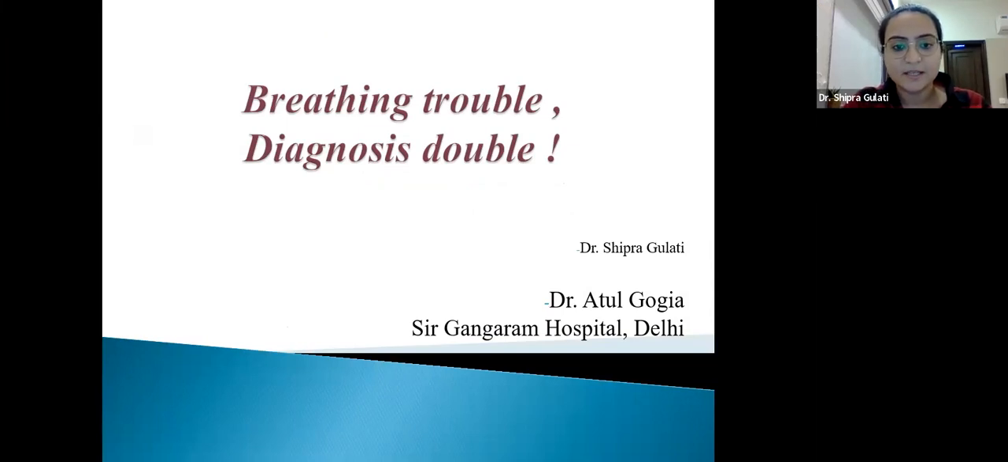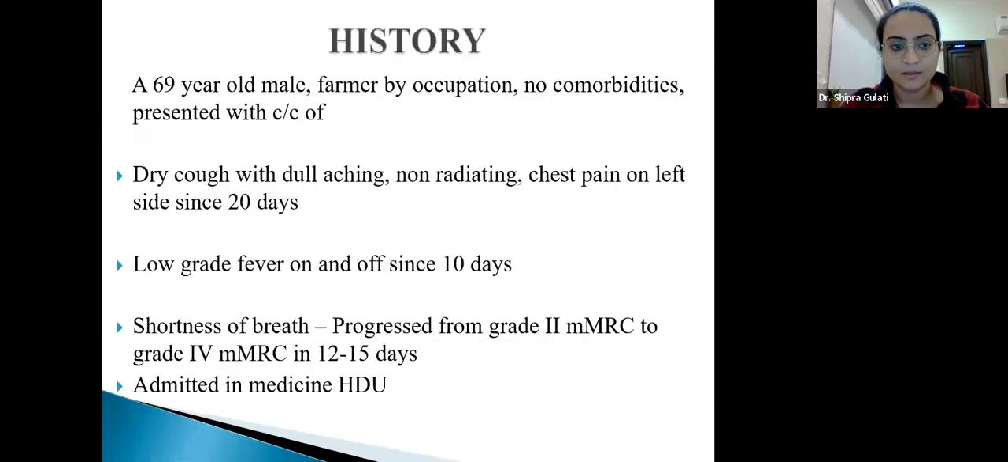So we're presenting the case, breathing trouble, diagnostic double. A 69-year-old male, farmer by occupation, with no comorbidities, presented with complaints of dry cough with dull aching, non-radiating chest pain on the left side since 20 days, low-grade fever on and off since 10 days. He also had a history of shortness of breath, which progressed from MMRC grade 2 to MMRC grade 4 over a period of 12 to 15 days. On presentation, he was admitted to the medicine HTU.